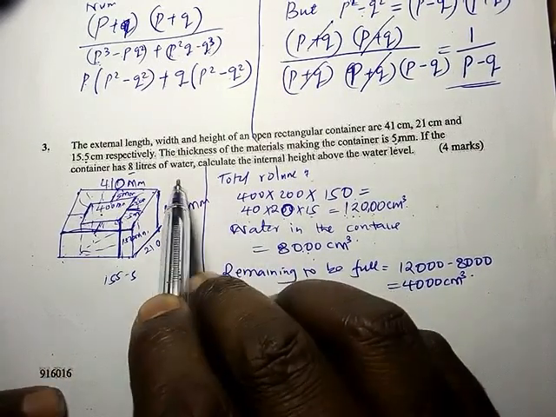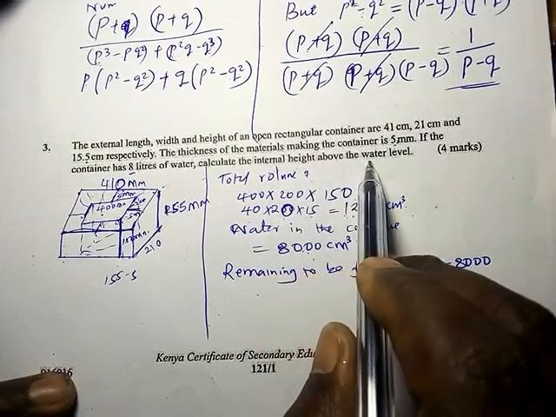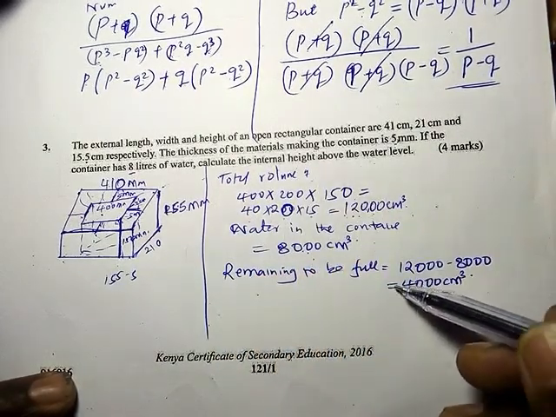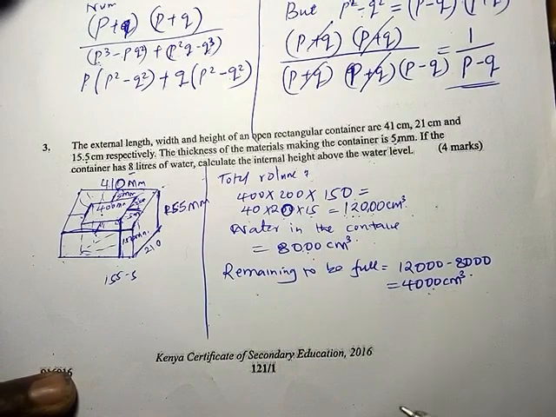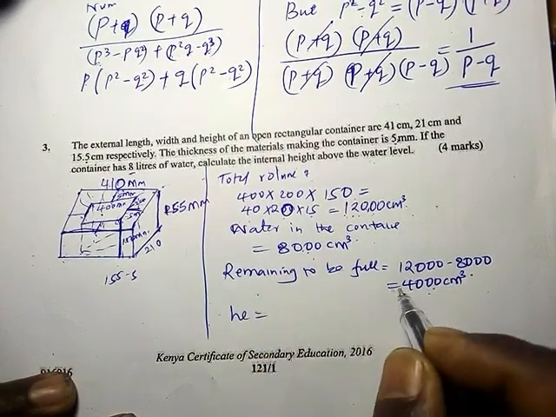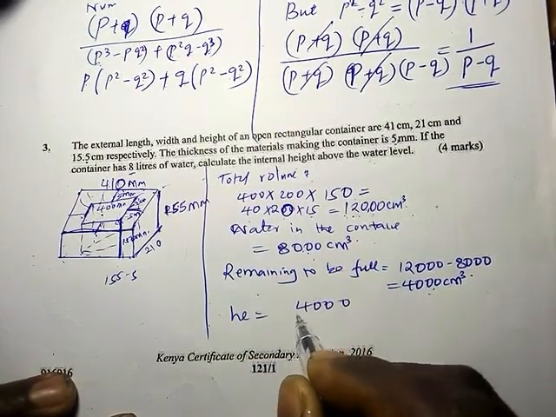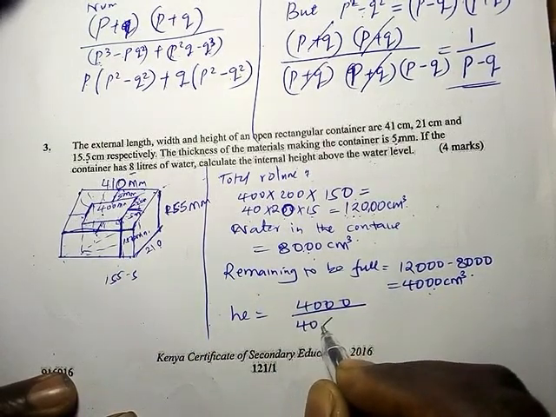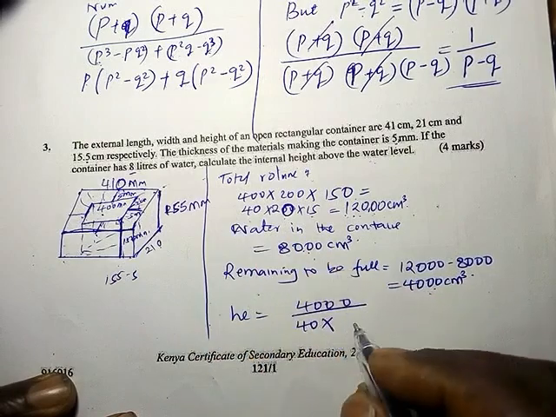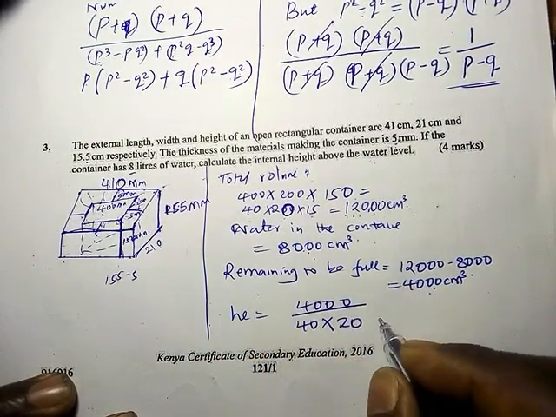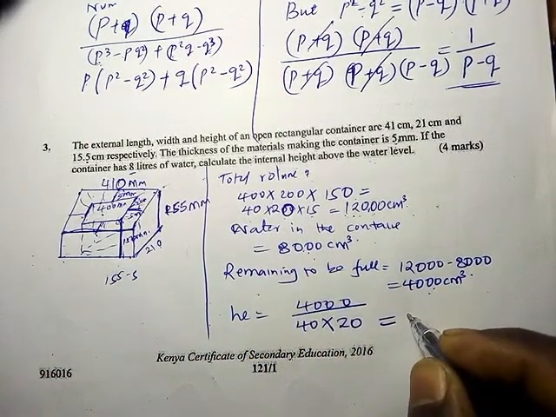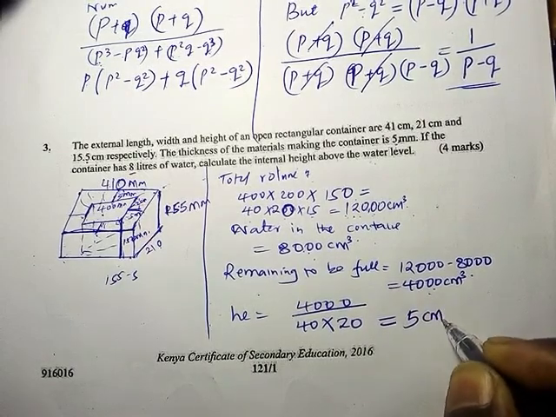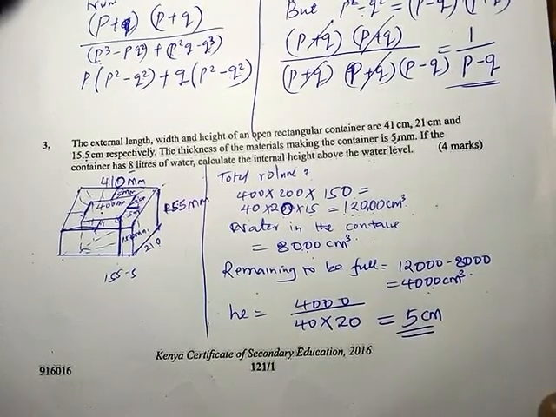Sawa? So tunaulizwa calculate the internal height above the water, hiyo yenye imebaki sasa, maji yenye imebaki ijae ni hii, hiyo ndio tunataka. So height, we repeat the volume divided by the length and the width, which is 40 times 20, and this one will give us 5 centimeters. That is the height.